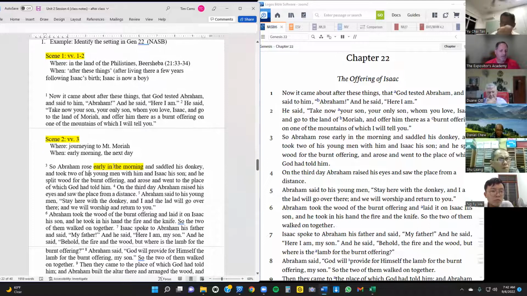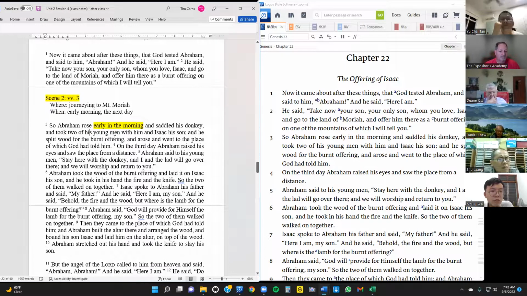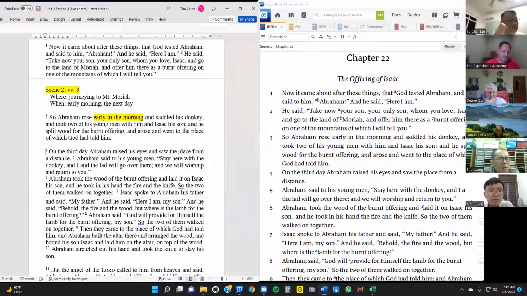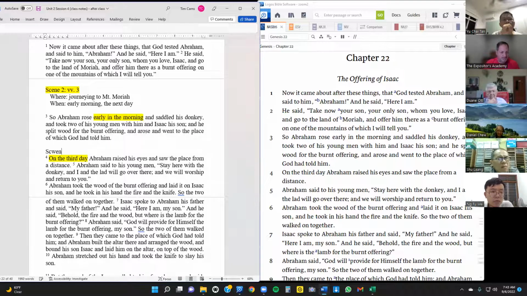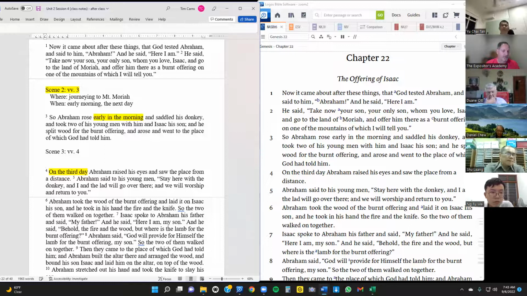Now, where is there a change in setting from this point? How about verse 4? On the third day. So here, notice time and place. So the third scene begins in verse 4.